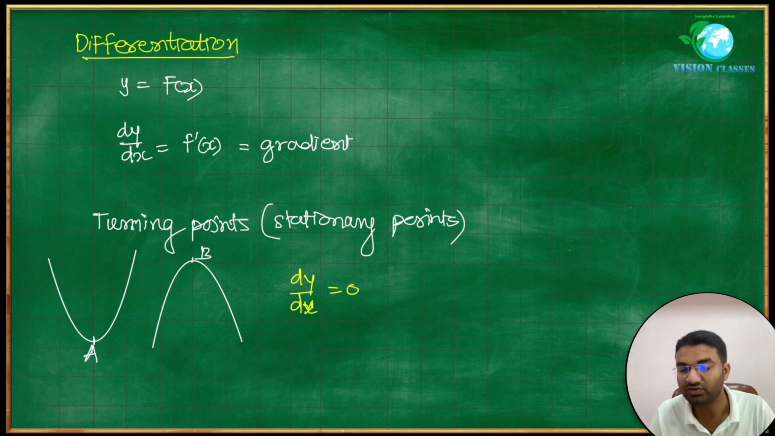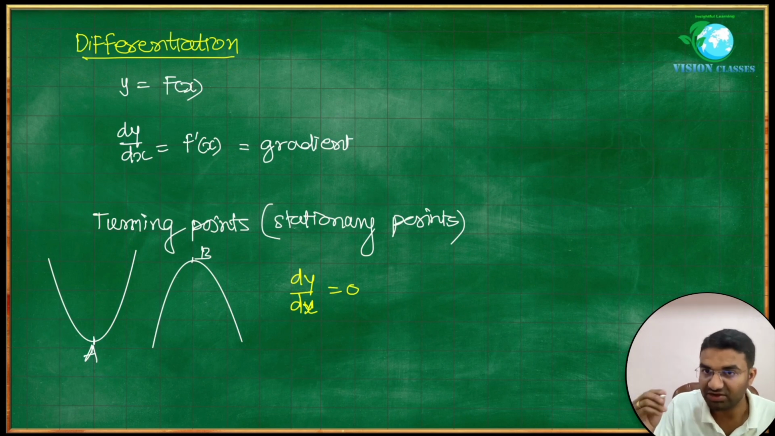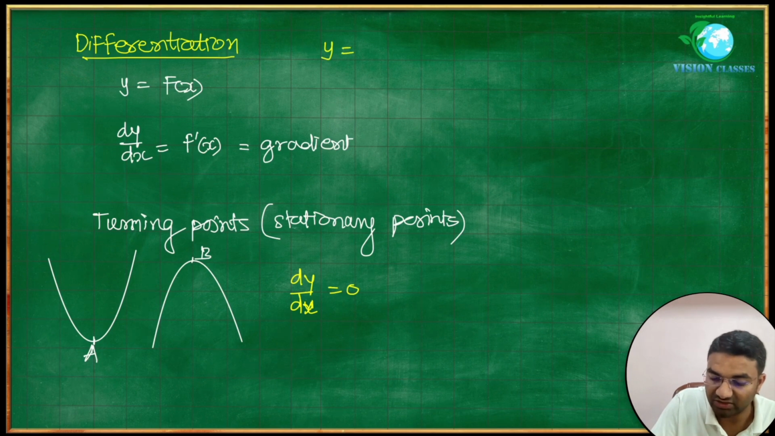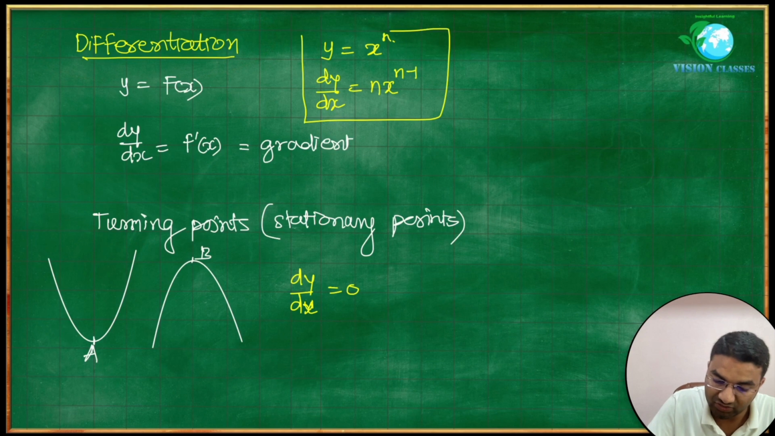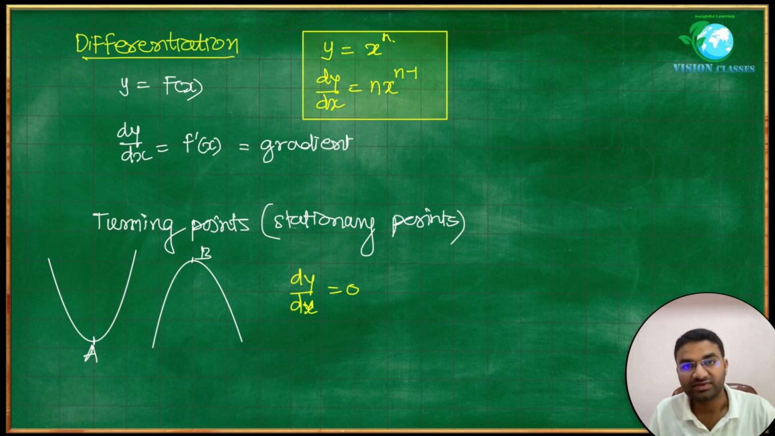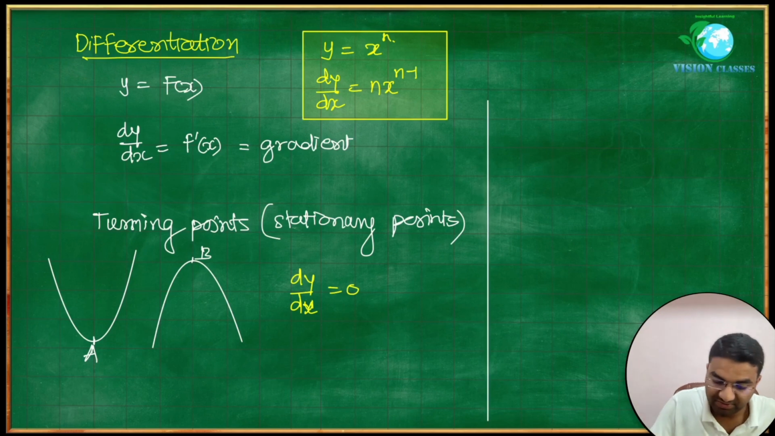Whatever equation we are given, we set its derivative equal to 0, and we have a simple general formula for IGCSE math. If y is equal to x to the power n, then dy by dx is equal to n x to the power n minus 1. This is the only formula that we have to use in every differentiation question, keep in mind. This is the first part, turning points. For a turning point, we get either a maximum point or a minimum point.